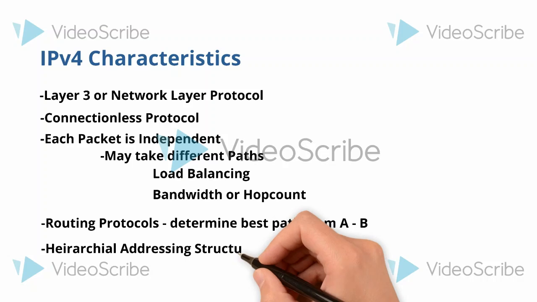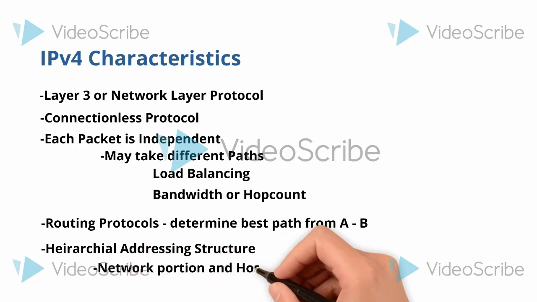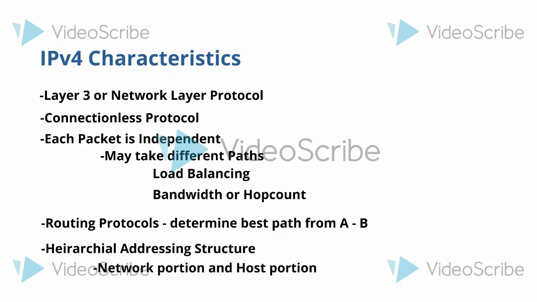This is based on the hierarchical addressing structure in IP version 4 and IP version 6, where we have both a network and host portion as part of the address. Routers base their routing decisions on the network portion of the address rather than on the host portion of the address. And I'll explain network and host portions in a moment.